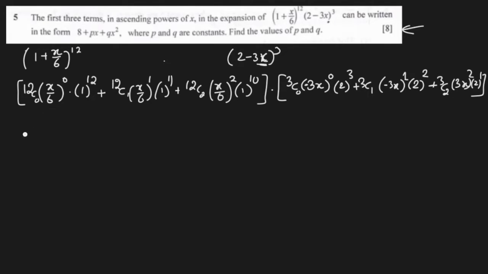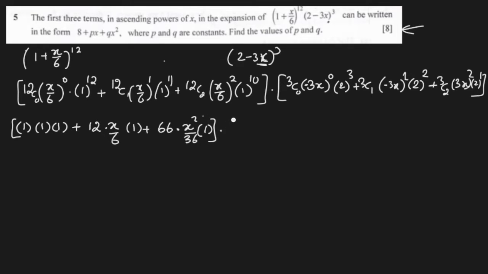Let's expand this one. 12C0, anything C0 is 1, power 0 is also 1, and 1 to the power 12 is 1. Plus 12C1 is 12, x to the power 1, it will be x over 6, and 1 to the power 11 is 1. Plus 12C2 is 66 multiplied by x squared over 36, because the square applies to both x and 6. 1 to the power 10 will be 1, so no need to do anything. Because I have not simplified others, I can keep this also.